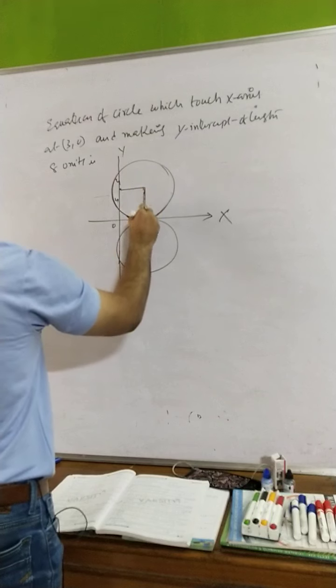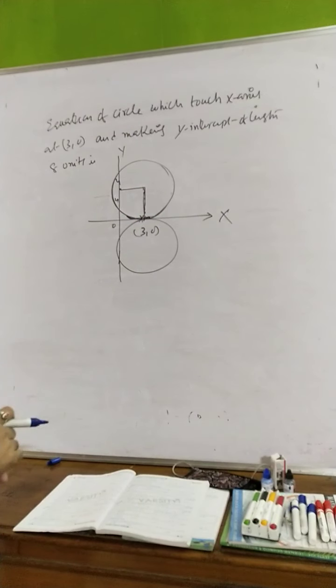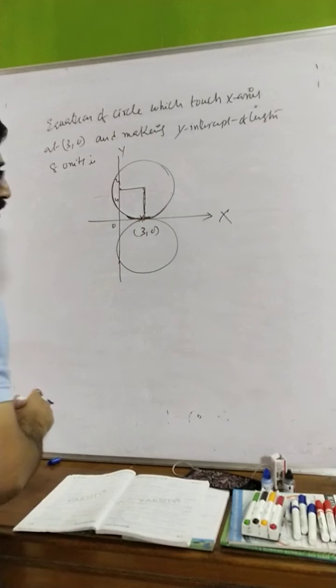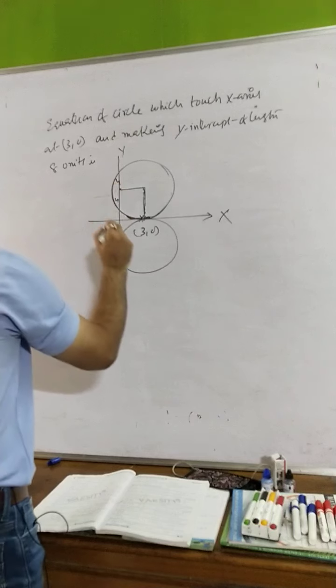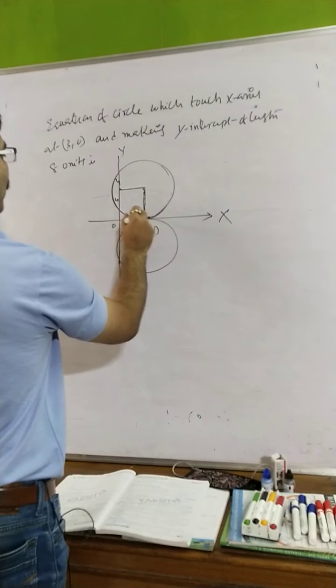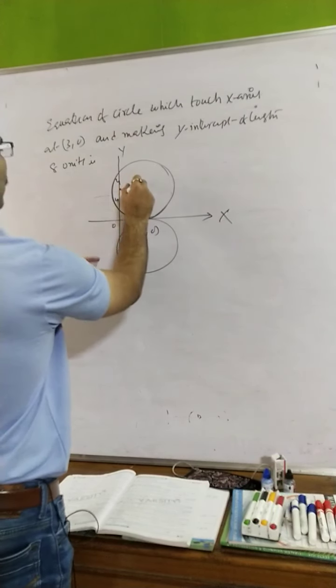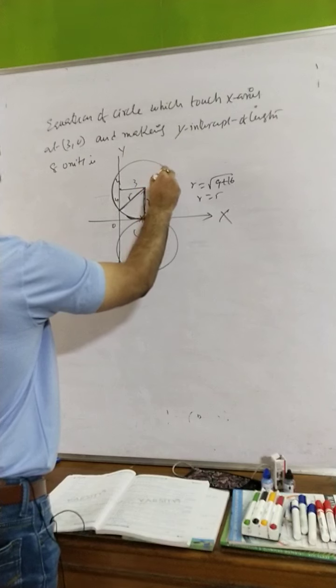It will touch, he said, but it is not passing through the origin. The exact length of this one we have to find. This is 4, and you see this length is 3. If you construct a triangle, this is radius, this is also radius, so radius we can find. R is equal to under root of 9 plus 16, so r is equal to 5. This is also 5. So the center is 3 comma 5 you can say.